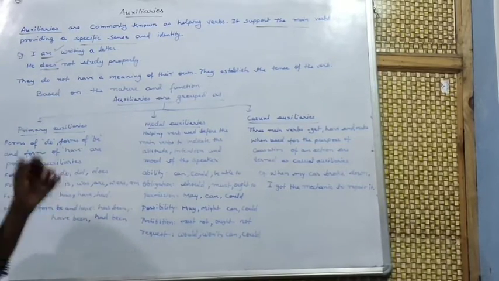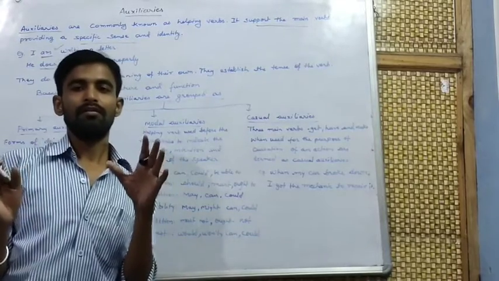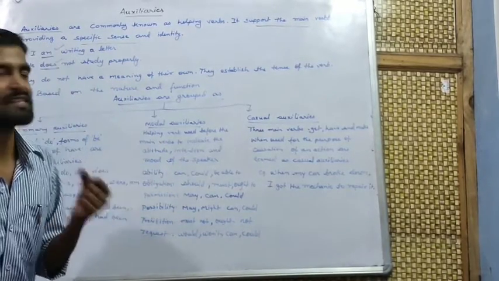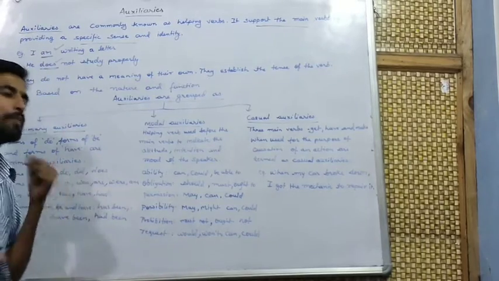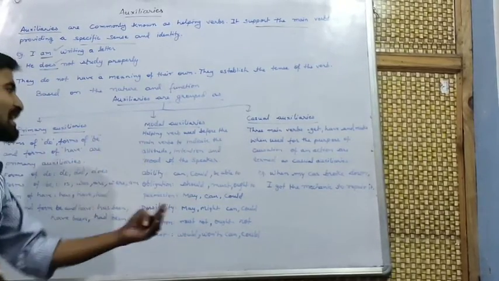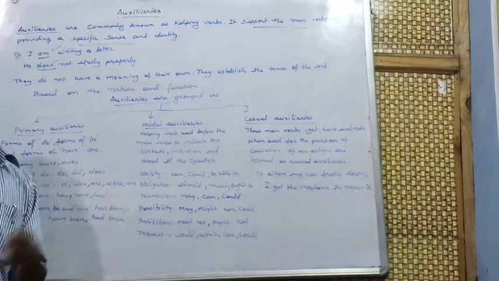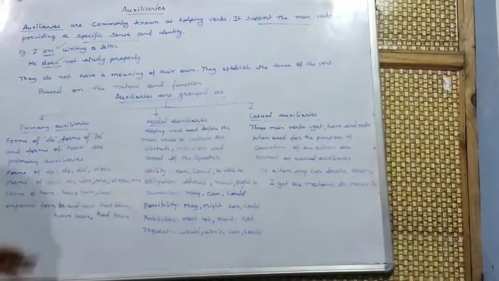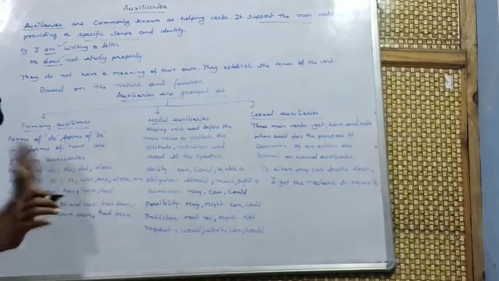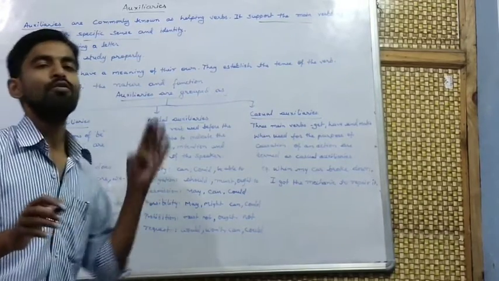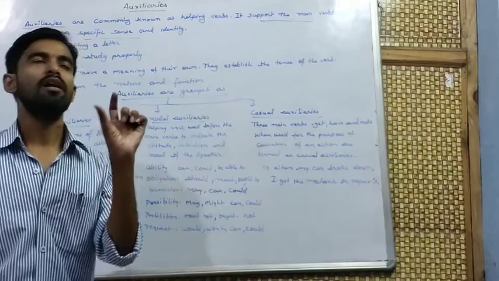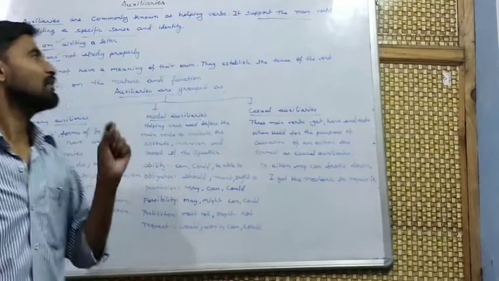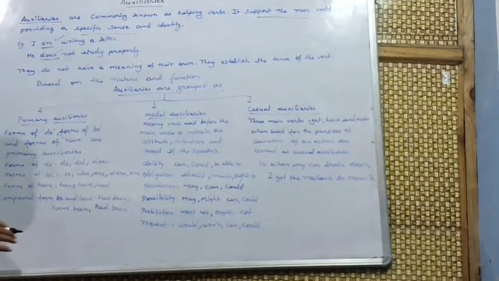Primary auxiliaries can be used as a main verb. They do not indicate an attitude or intention. They do not indicate any special thing. They are just simple. They do not have a meaning of their own. They are just used to support the main verb.